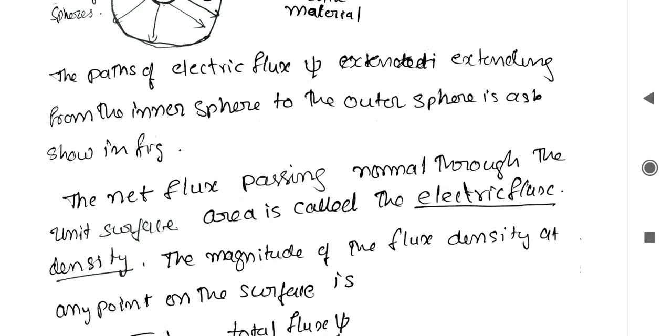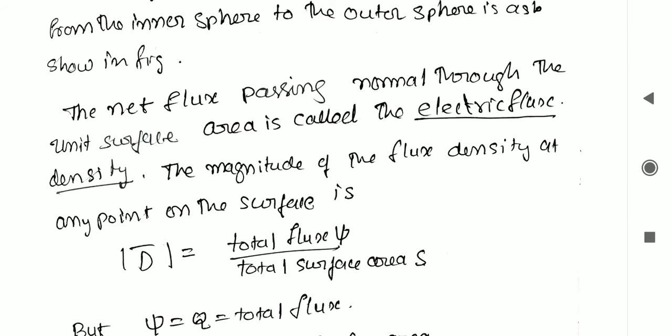The magnitude of the electric flux density at any point on the surface is indicated by D, which is equal to the total flux psi divided by the surface area S. That will give us the electric flux density at any point on the surface. Because it is a displacement flux, they have symbolized it as D. Here D indicates displacement flux, but usually we call it electric flux only.